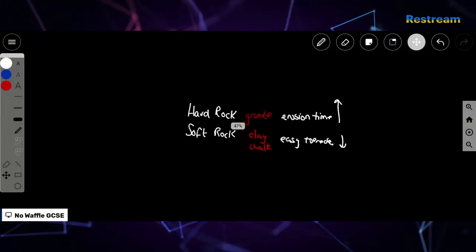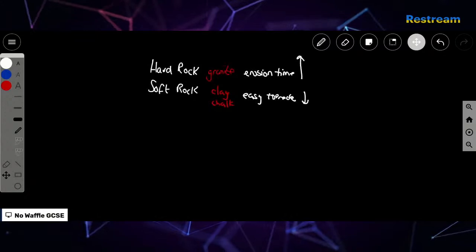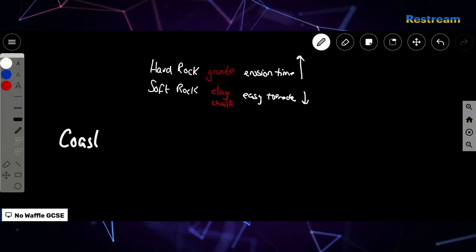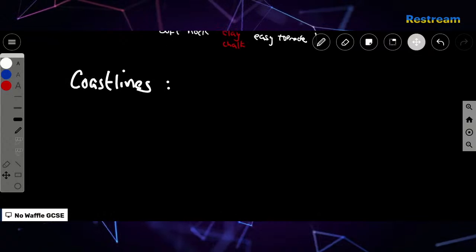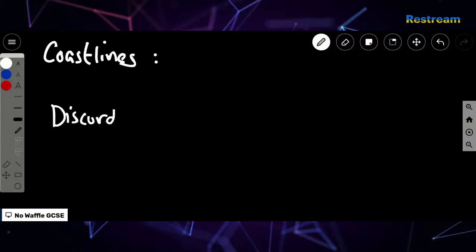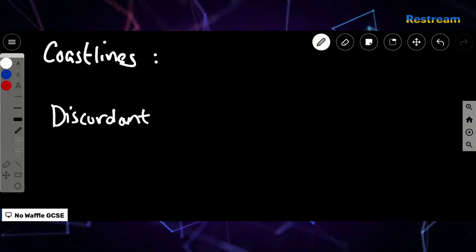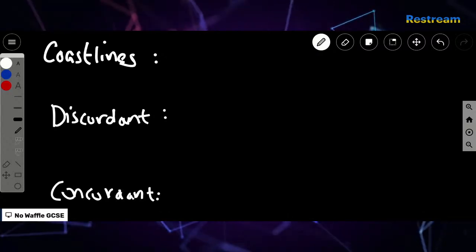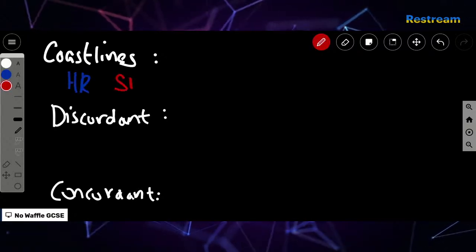So now knowing the different types of hard rock and soft rock, we can see how there are two different types of coastline. The first is what we call discordant, and the second is what we call concordant. This is all to do with the different types of rock. So imagine hard rock is blue and soft rock is red.